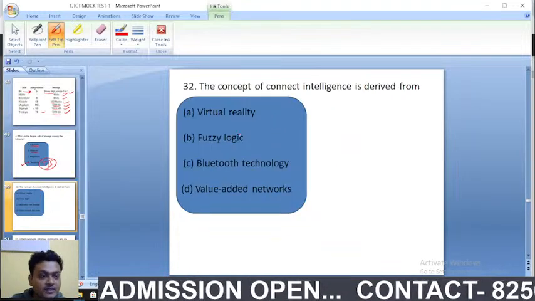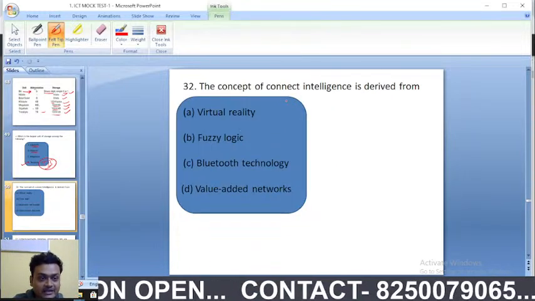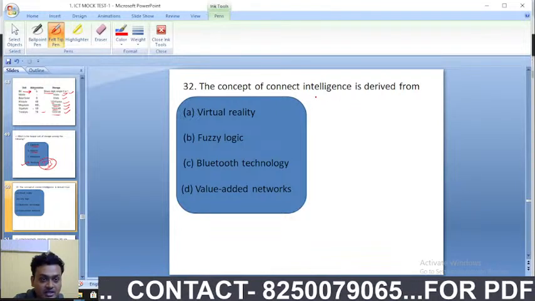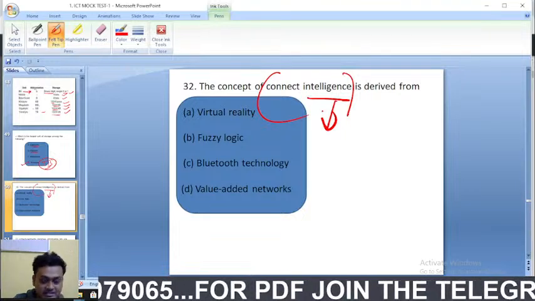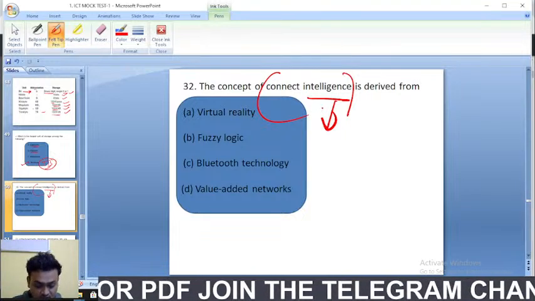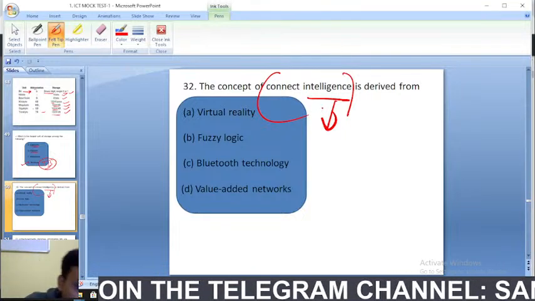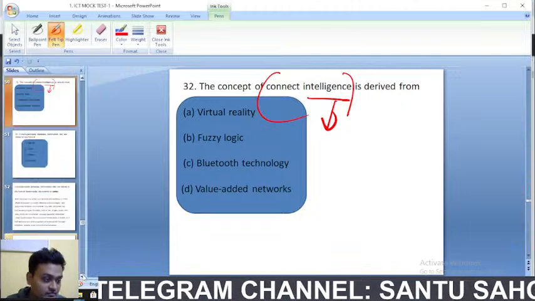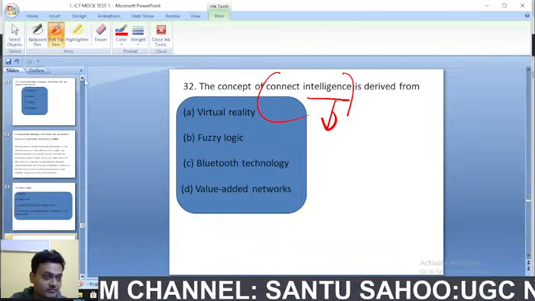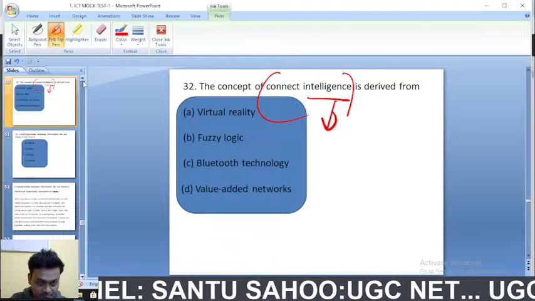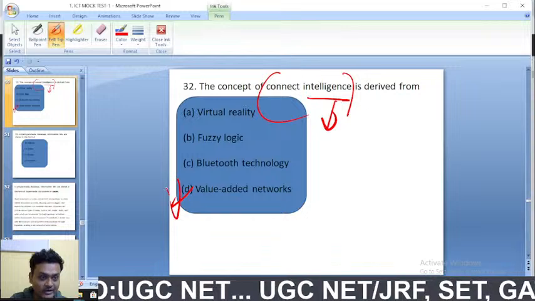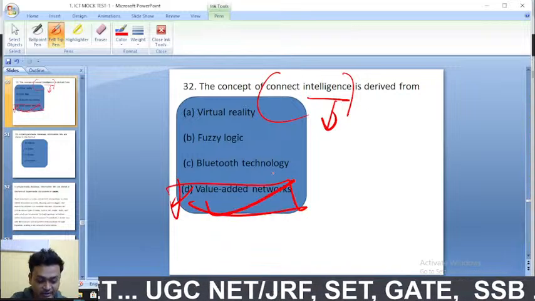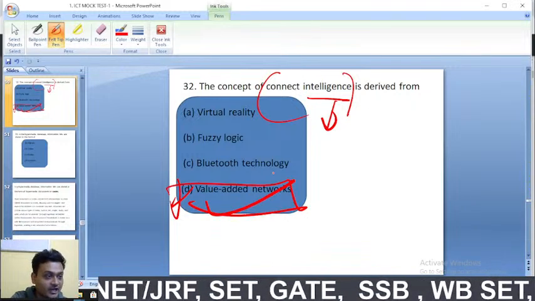It's TB. The concept of connect intelligence is derived from virtual reality fuzzy logic. Exactly, got it, Archana. Here is question number 32. It's value-added networks. Value-added networks, exactly.